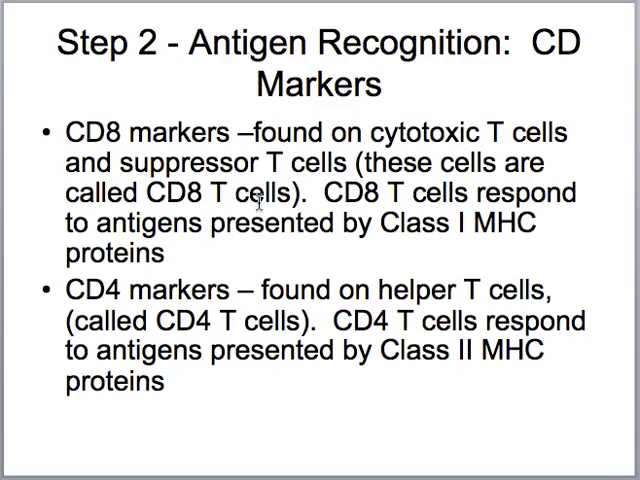These cells, the CD8 T cells, will respond to antigens that are presented by class 1 MHC proteins. So the CD8s respond to antigens that are presented by class 1 MHC proteins. And the CD4 markers are found on helper T cells. These are called the CD4 T cells. And the CD4 T cells respond to antigens that are presented by class 2 MHC proteins.